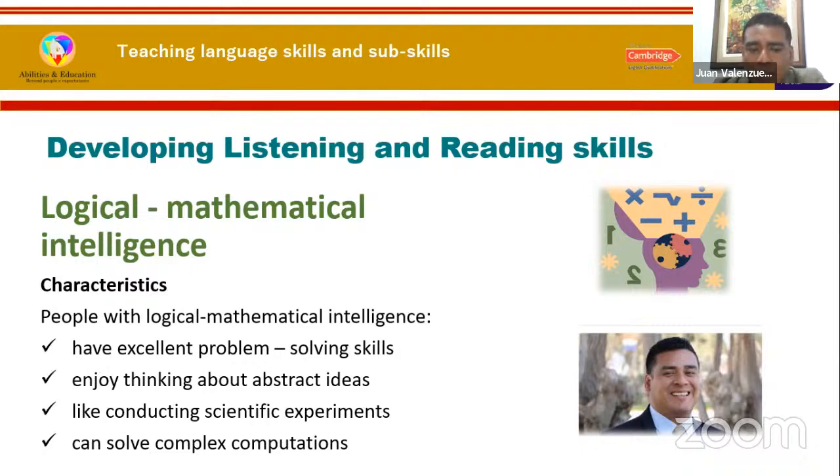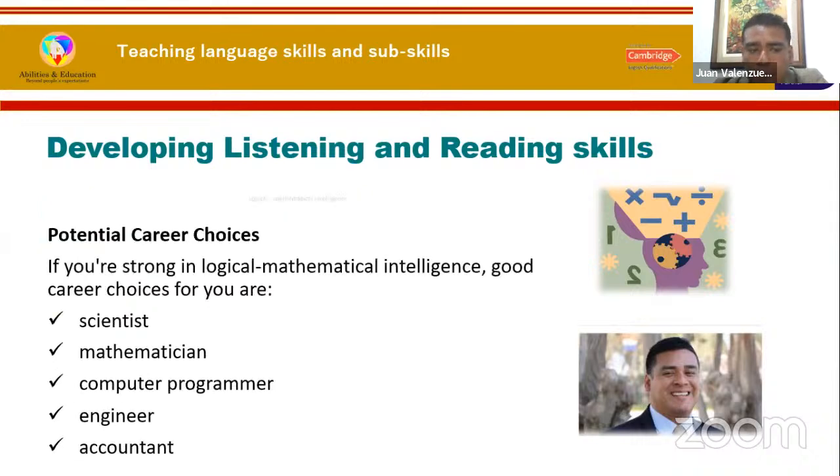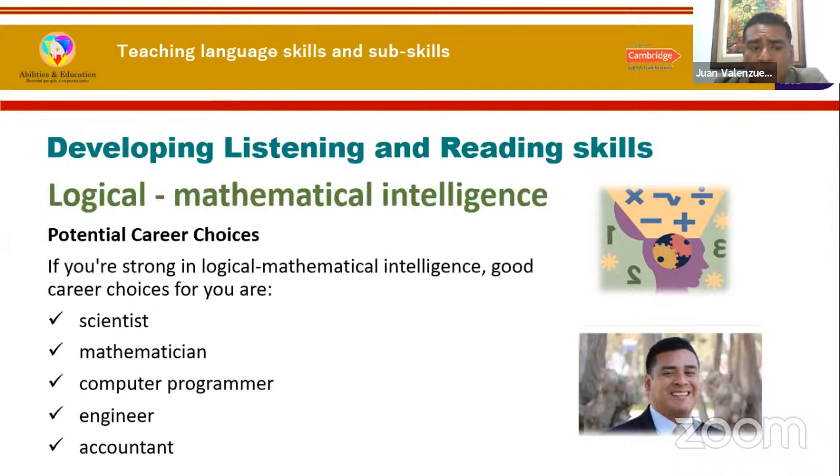Okay, characteristics of people with logical mathematical intelligence. They have excellent problem solving skills. They enjoy thinking about abstract ideas. They like conducting scientific experiments. They can solve complex computations. The potential career choices are scientist, mathematician, computer programmer, engineer, or accountant.